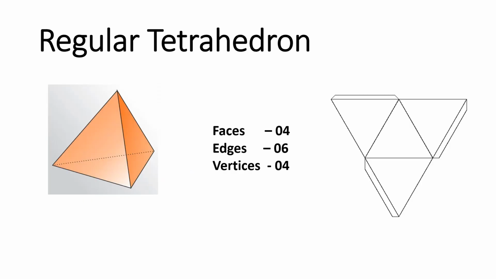Regular tetrahedron. In a regular tetrahedron, the face is a triangular face. There are 4 triangular faces, 6 edges and 4 vertices. The block is shown here. Using this block we can make a regular tetrahedron.